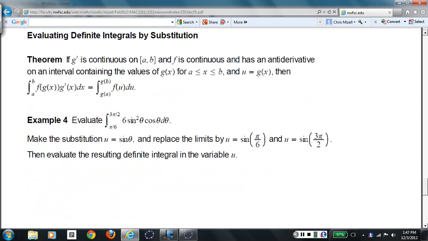Definite integrals. Definite integrals using integration by substitution.